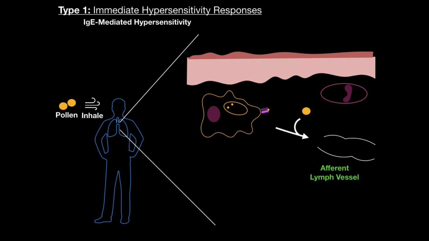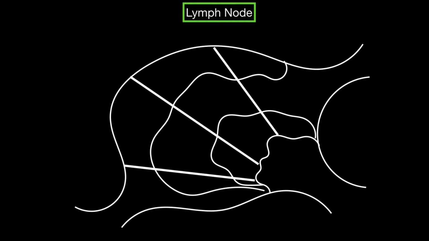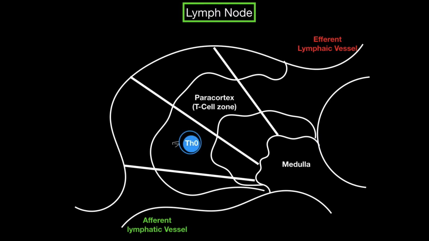So both the pollen and the dendritic cells are going to go through the lymph vessels to the lymph node. And the lymph node looks sort of like this. It's going to have afferent lymphatic vessels and efferent lymphatic vessels. It's also going to have a medulla, the paracortex or the T cell zone where the T cells are, and an outer cortex where the B cells are, which is composed of primary and secondary follicles.